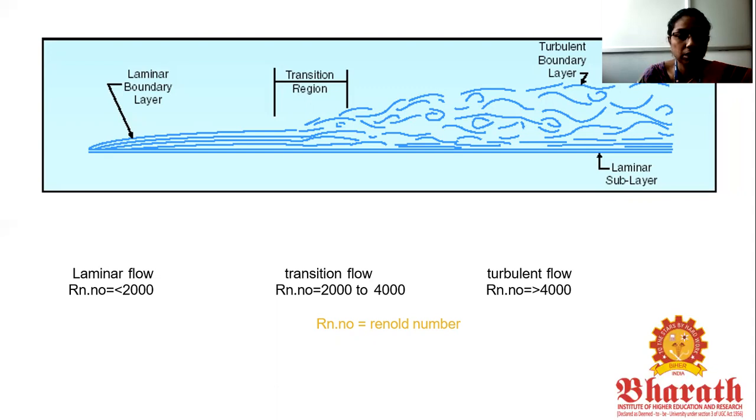When the Reynolds number is less than 2000, the flow of fluid is called laminar flow. When the value of the Reynolds number is equal to or greater than 4000, then the flow of the fluid is called turbulent flow. And when the Reynolds number value is between 2000 and 4000, the flow of the fluid comes under transition flow. So based on the Reynolds number, we are classifying the flow as laminar flow, turbulent flow and transition flow.